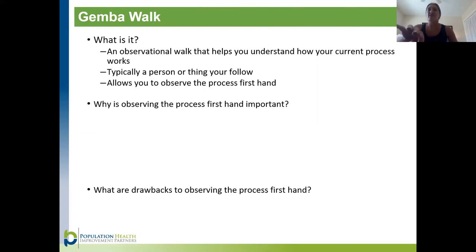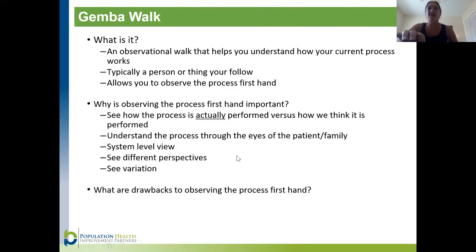Exactly. You guys are hitting on many of the points that we had on our slide here. So again, we said you see how the process is actually performed versus how you think it's performed, like we talked about. You understand the process through the eyes of the patient and the family, because again, oftentimes you're going to be following those individuals. So you get to sort of see what they're seeing, hear what they're hearing, feel what they're feeling. So that's always really important as well.